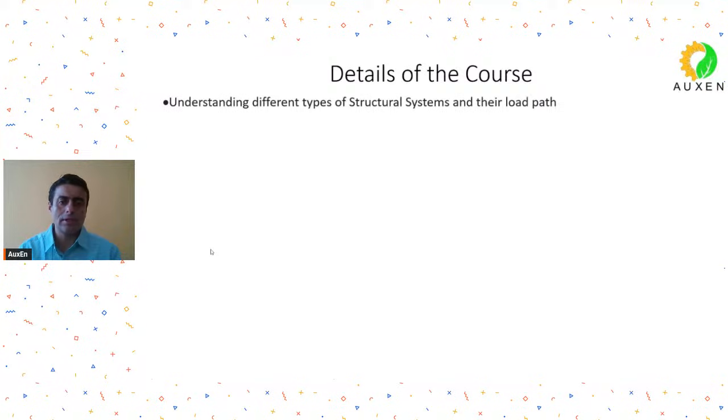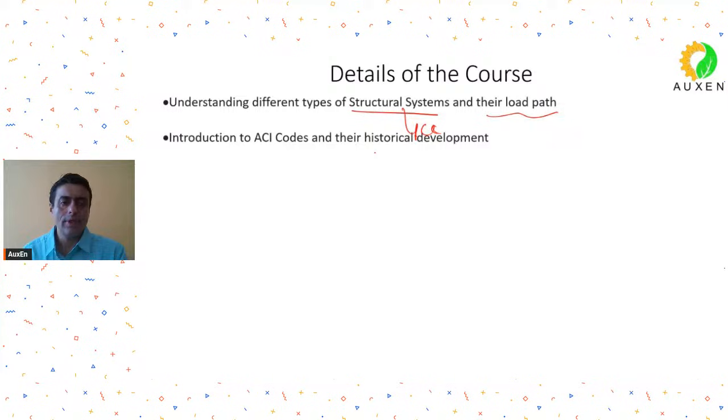We'll begin with understanding the different types of structural systems and their load path, just simple concepts about the different structural systems in RCC and their load path in general. Then we will go to the introduction to ACI codes and their historical development: how through the years the ACI code has developed, what has changed, what has remained the same. Not many things have changed in the past 30 to 40 years. The core concepts still remain the same. So we will have a look at the historical development of the ACI code.